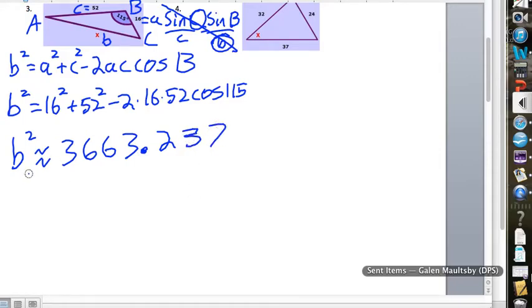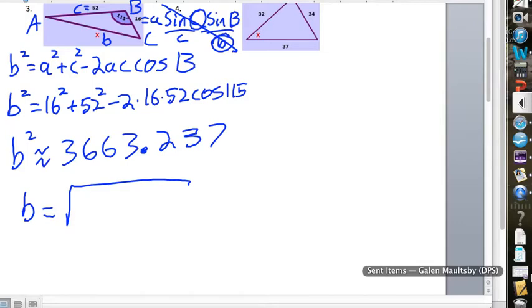Now, I say approximately because I have rounded. There are more decimals that come after this. However, we're not done with this problem, and there's a way that we're going to go back and fix this approximation. To get rid of b squared, we actually need to do a square root. So b is the square root.